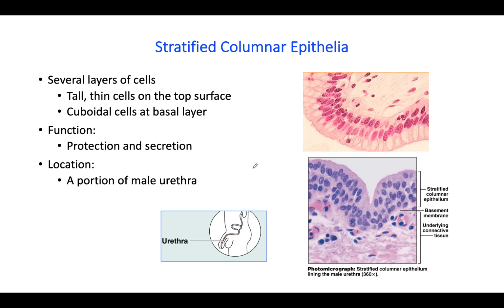And where can you find stratified columnar epithelia? A portion of the male urethra. So stratified columnar epithelia is not widely distributed in the human body. It's very rarely distributed. So in a portion of the male urethra, we can observe stratified columnar epithelia.